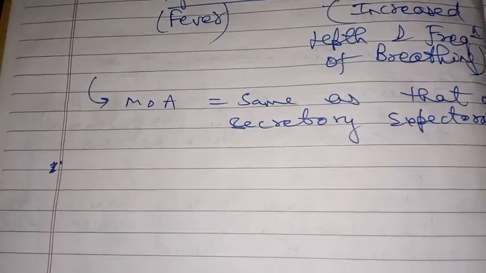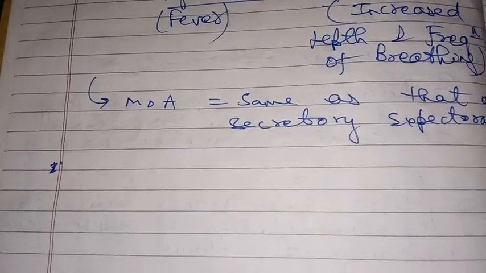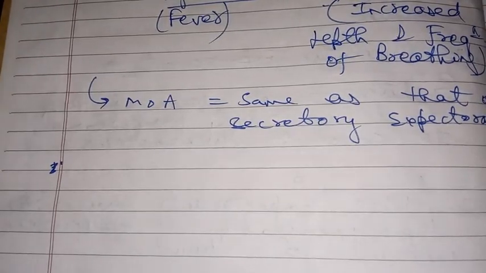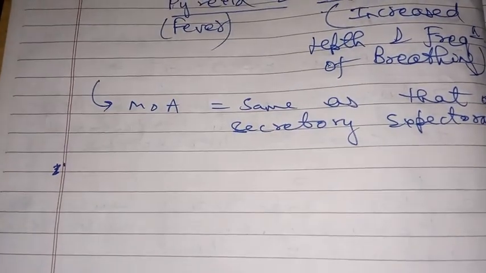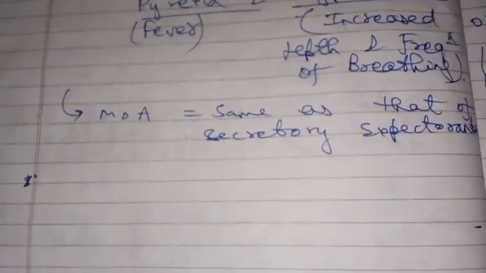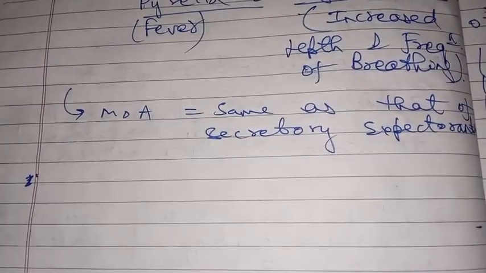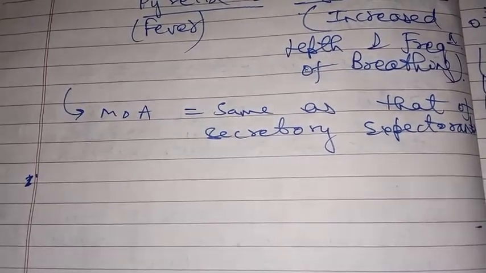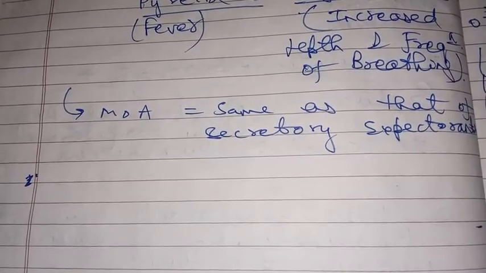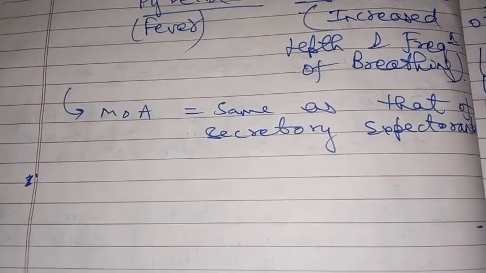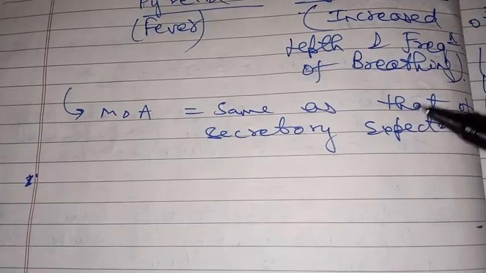That was very easy. There were two methods by which secretory or stimulant expectorants worked, direct and indirect. In direct stimulation, these secretory or diluent expectorants act directly by stimulating the tracheobronchial glands. Secondly, they act by stimulating the vagus nerve, through the gastropulmonary vagal reflex, and thus increase the secretions from the respiratory tract. So that is the mechanism of action.